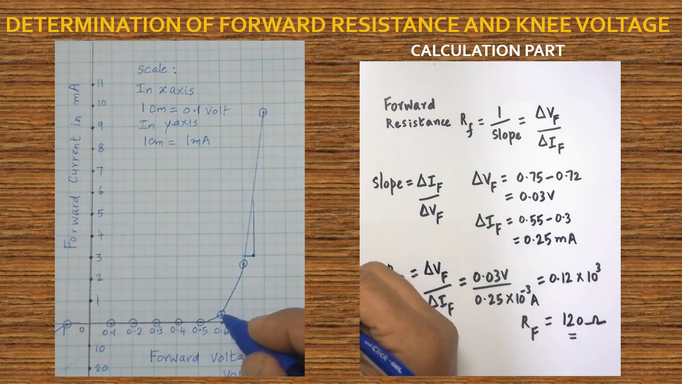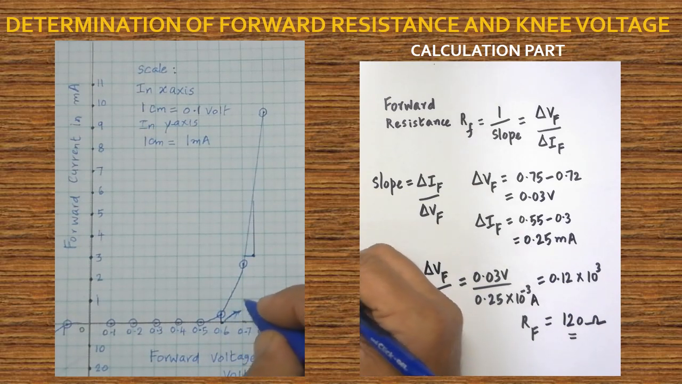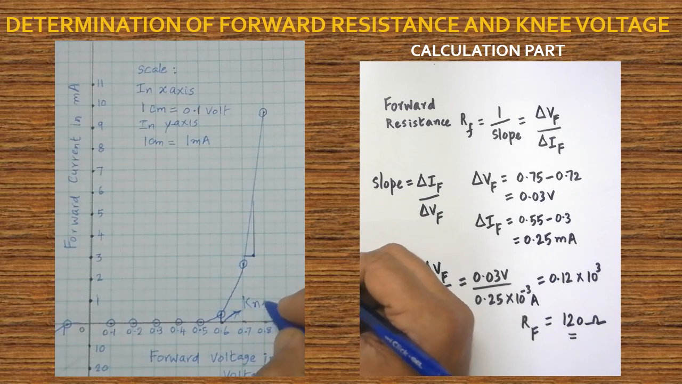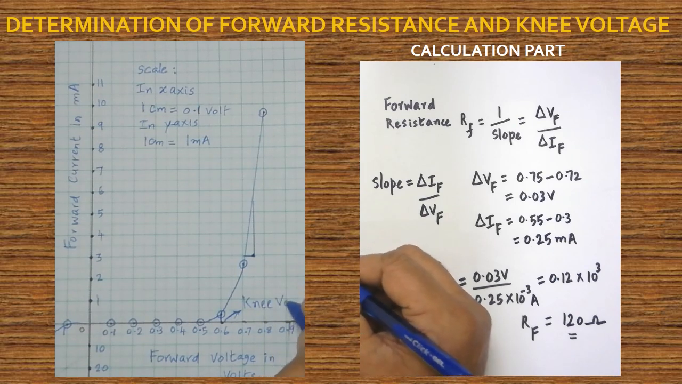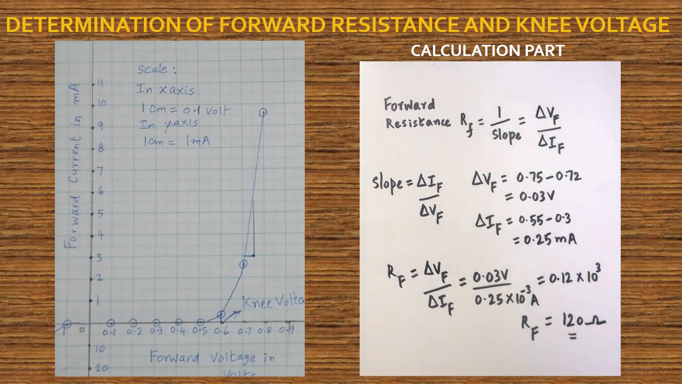Therefore, you extend the line. So, this is the voltage at which the current starts increasing. Therefore, 0.6 could be taken as the knee voltage. So, you have to mark it here as knee voltage. Are you clear? Knee voltage. There you have to write. That should be written in the result also. So, the knee voltage is equal to how much? 0.6 volt. Knee voltage.